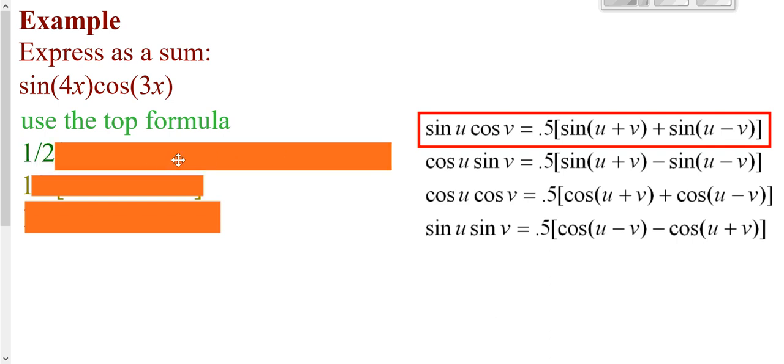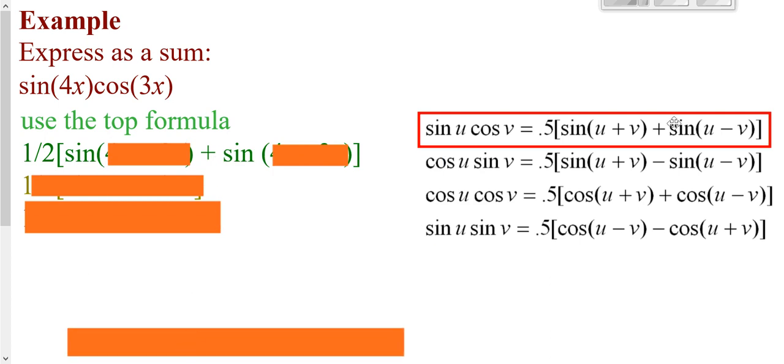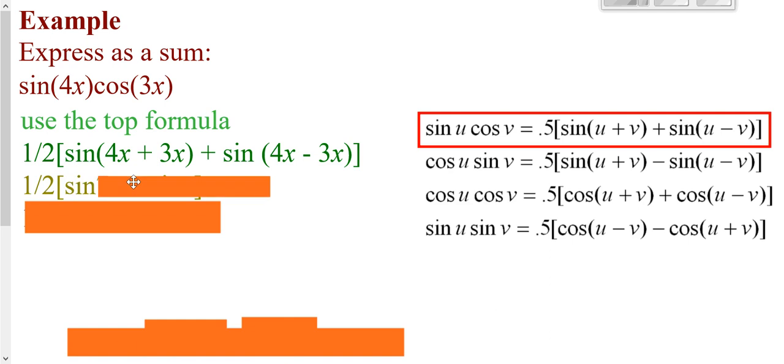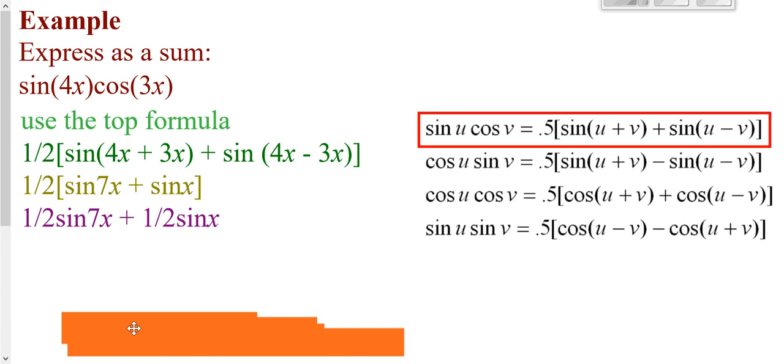We'll go 1/2 sine, and then we have to add our angles, plus sine and subtract our angles. Our two angles are 4x and 3x. We add them here, we subtract them here. So we go 1/2 sine, simplify our first parentheses to 7x, simplify our second parentheses to x. You can leave your answers like this, or if you want to put that 1/2 in front of each one by distributing through, you're welcome to.